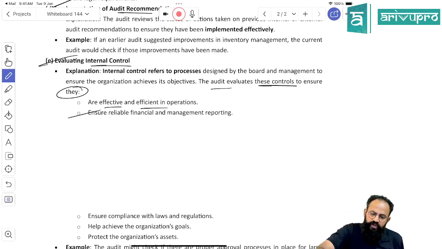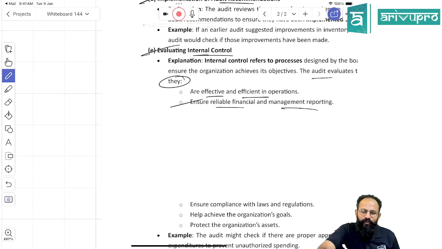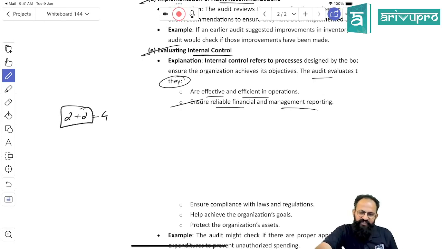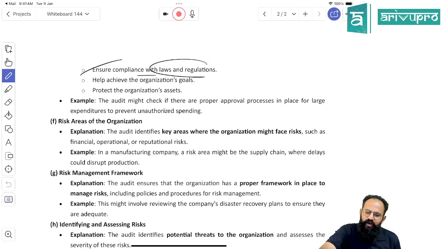Ensure reliable financial and management reporting is taking place. Meaning, sir, at the end of the day, after all these are done, you will get some reports which will be communicated to the management, whether those reportings are reliable. What if, people, we are taking decisions on reports, and the reports themselves are fake? So that is what you are checking. I always tell, to get 2 plus 2 is equal to 4, you should have input 2 plus 2 properly. If this is itself wrong, the output will obviously be wrong. Correct? Okay. Next one, ensure compliance with laws and regulations.